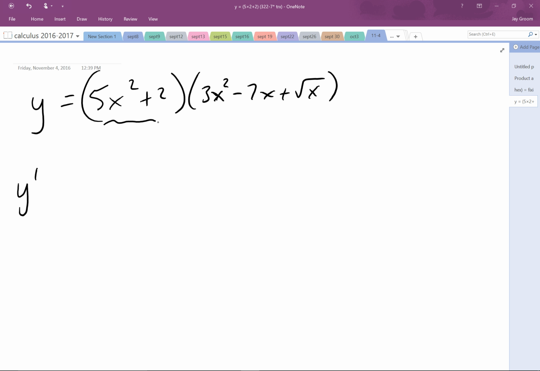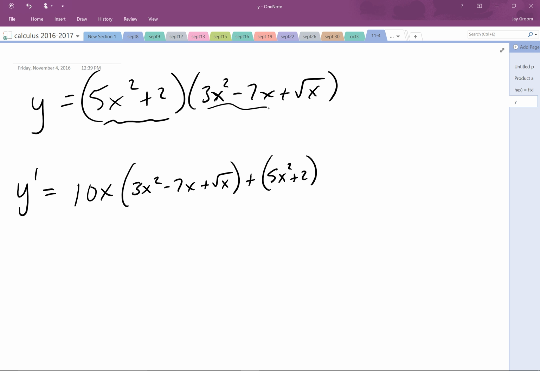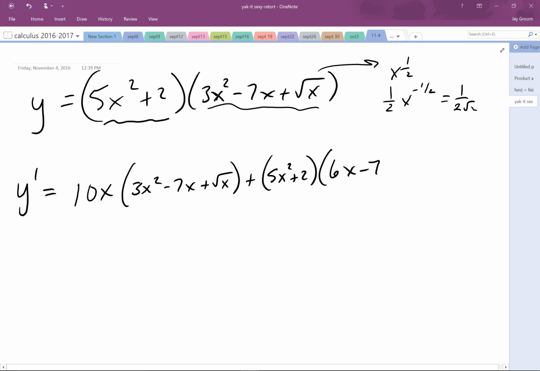So what is the derivative of this first part? 10x times the second function plus the first times the derivative of this mess, yes? Which would be 6x minus 7. Oh no, that's x to the 1/2 power, yes? How do you take the derivative of x to the 1/2? So it's 1/2 x to the minus 1/2, aka 1/2 square roots of x's, yes?